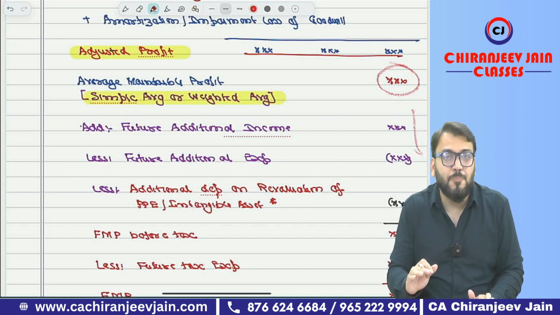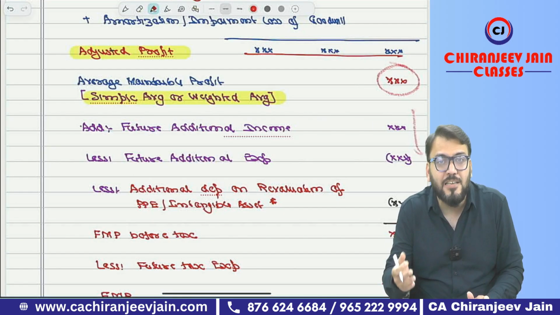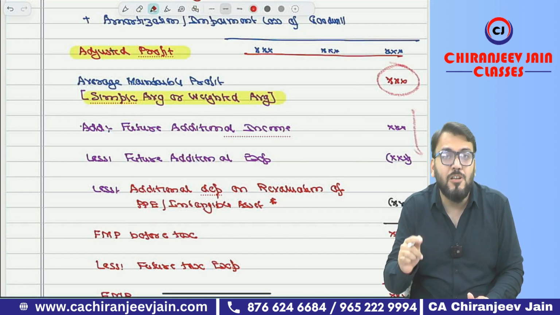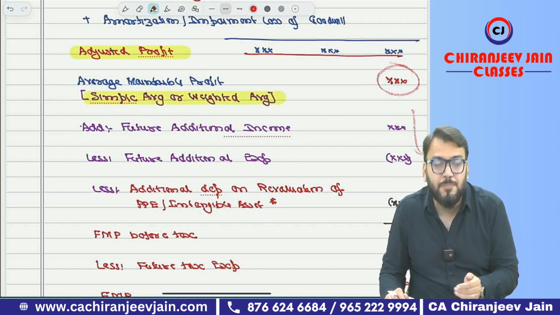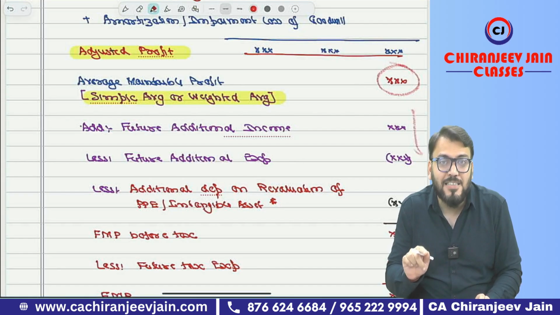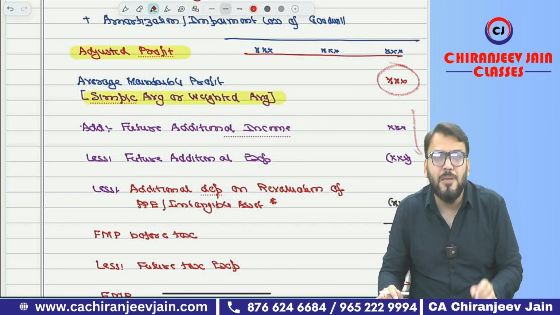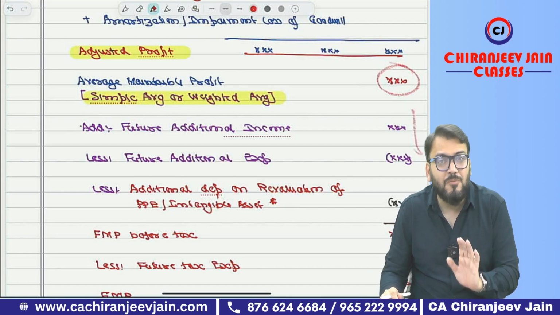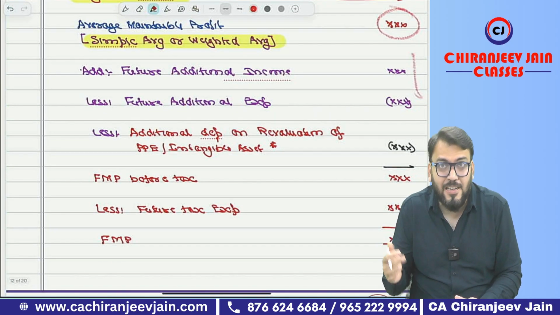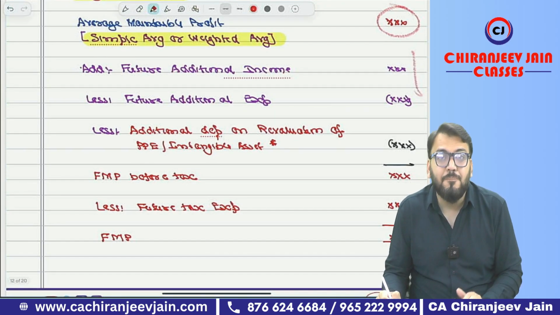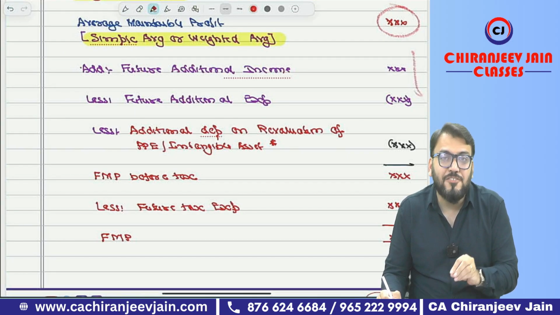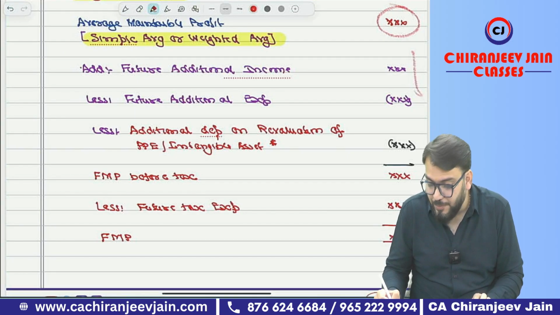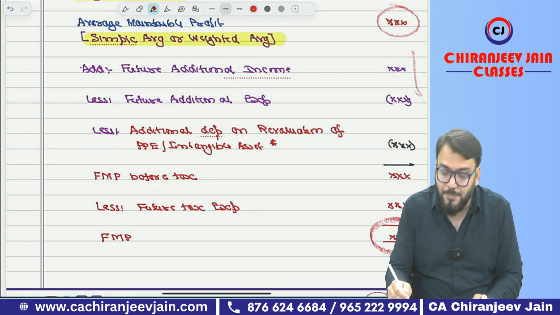After this, if they have given any future additional income or future additional expense, we'll do plus income, minus such expense. There can be any additional depreciation or revaluation of PP. If there is such an item, we'll do minus additional depreciation on PP. But till now we have not discussed this point. We'll discuss it in a later part. This will be FMP before tax. From this we'll minus future tax as per the rate of tax given in the question. This will be FMP, known as future maintainable profit.